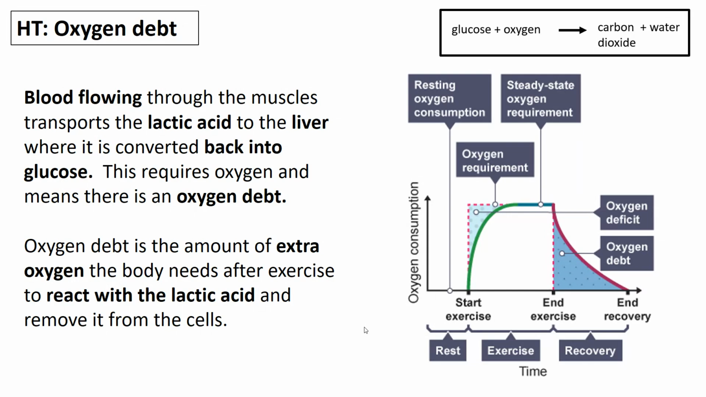So as you can see, the blood flowing through the muscles transports your lactic acid to the liver and it is converted back to glucose there. And that requires oxygen, and that is really why you've got oxygen debt. So oxygen debt is really the amount of extra oxygen the body needs after exercise, and it needs it to react with the lactic acid and remove it from the cells. So that's why we call it oxygen debt.